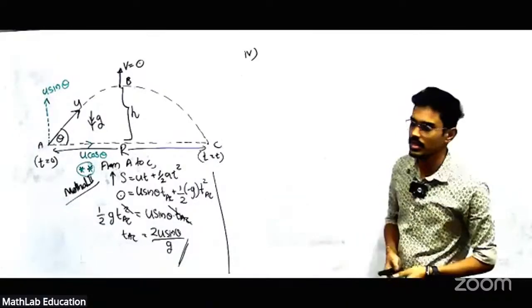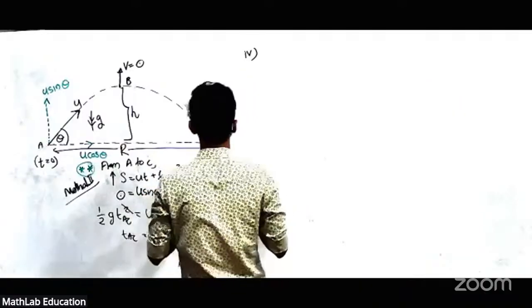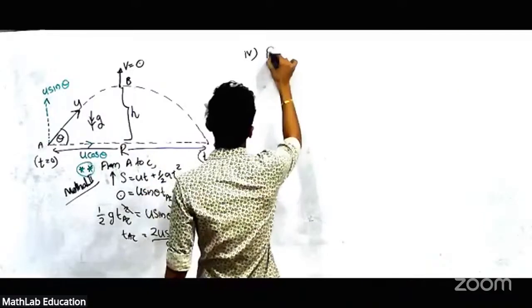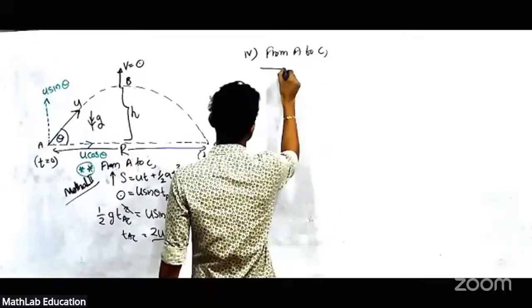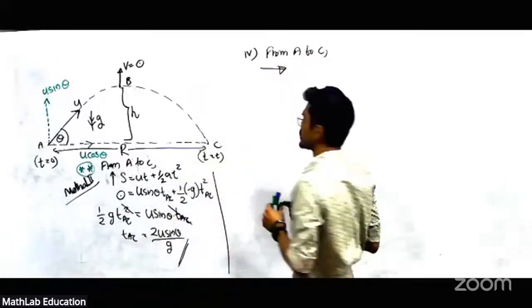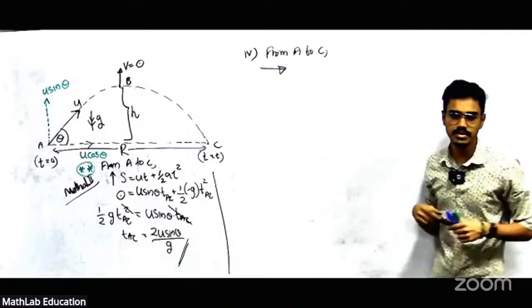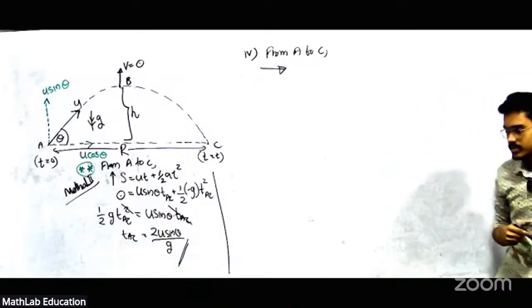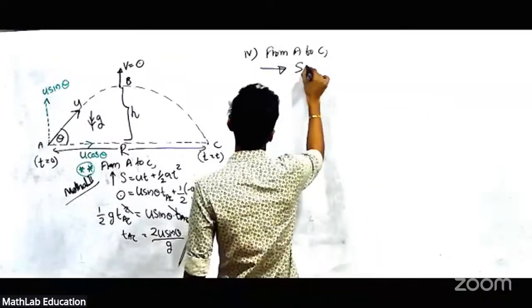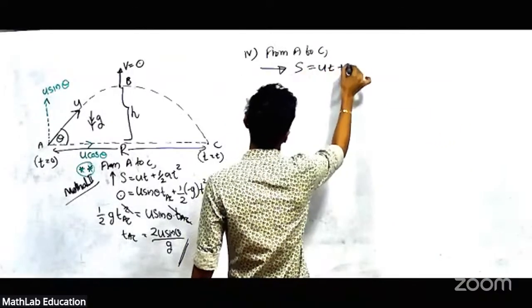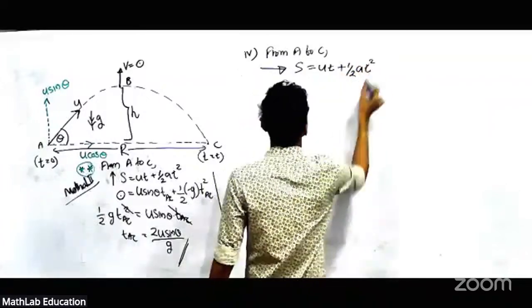Horizontal linear motion. Then to get the distance from A to C, I have to use an equation from A to C, horizontally. Any suggestions for the equation? What are the equations we can use? S equals ut plus half at squared, right?